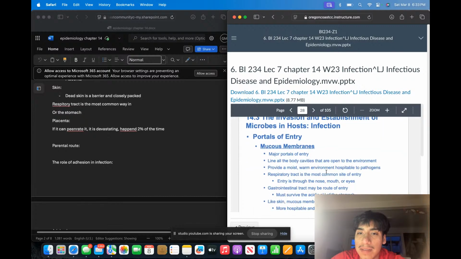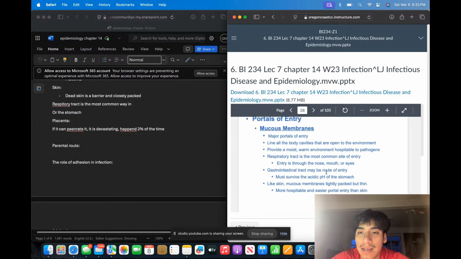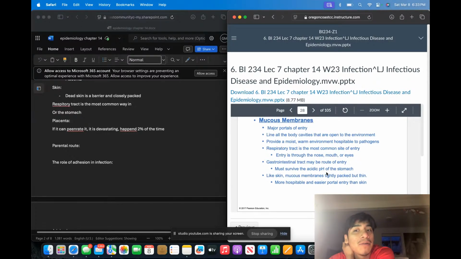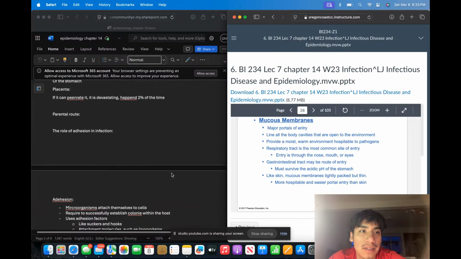All right, here's a sebaceous gland. Mucous membranes are the biggest portal of entry. They line all body cavities that are open to the environment and provide a moist, warm environment hospitable to pathogens. The respiratory tract is the most common site of entry. Entry is through the nose, mouth, or eyes. The gastrointestinal tract may be a route of entry, but pathogens must survive the acidic pH of the stomach. Like skin, the mucous membrane is tightly packed but thin, so it is a more hospitable, easier portal of entry than skin. Yes, that's what I have here.